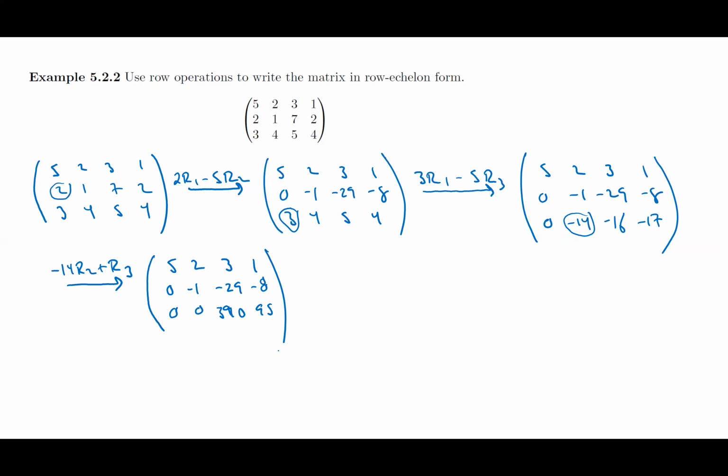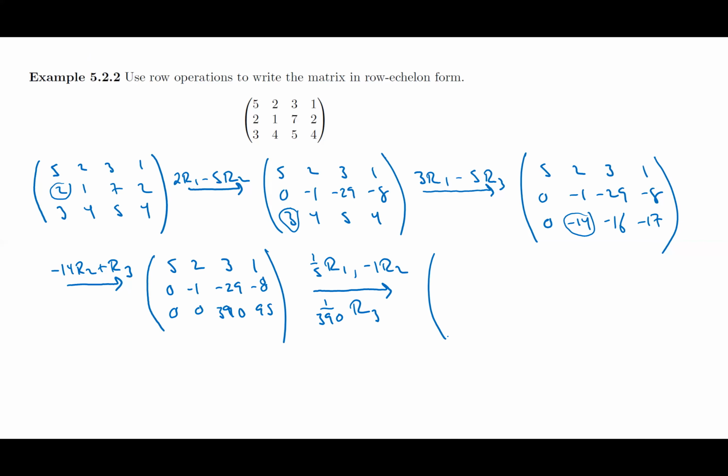So now we're close, right? I need those leading entries to be 1. So I'm going to do, whoops, come back. I'm going to do 3 things here. I'm going to take 1/5 times row 1. I'm going to take -1 times row 2, and 1/390th times row 3.